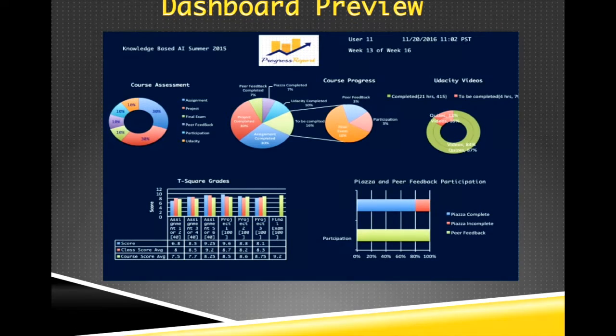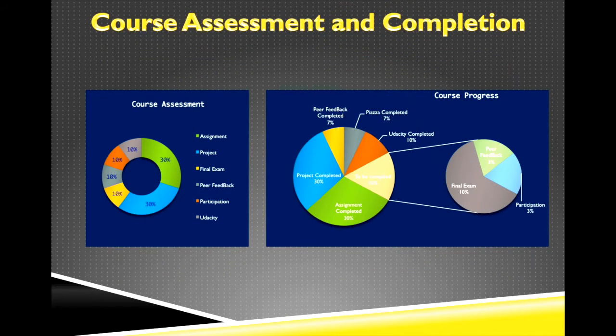The dashboard has a nice logo and instantly gives information on how a student is performing in the class. It gives the student name, the course, and the week the student is in the course. The first graph is how the course is being assessed. It gives how much percent of the course grade is allocated for each category like assignments, projects, exams, Udacity, peer feedback, and Piazza.